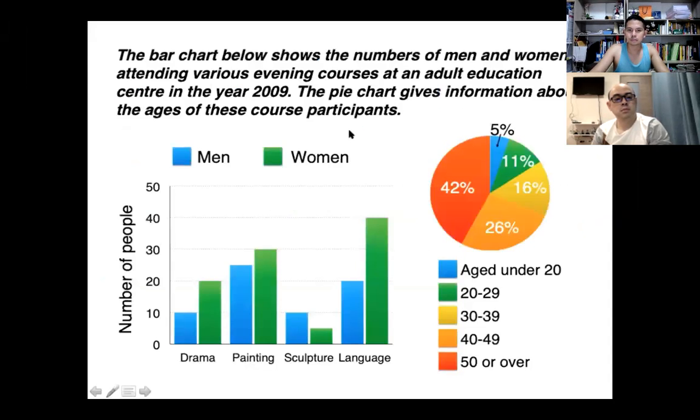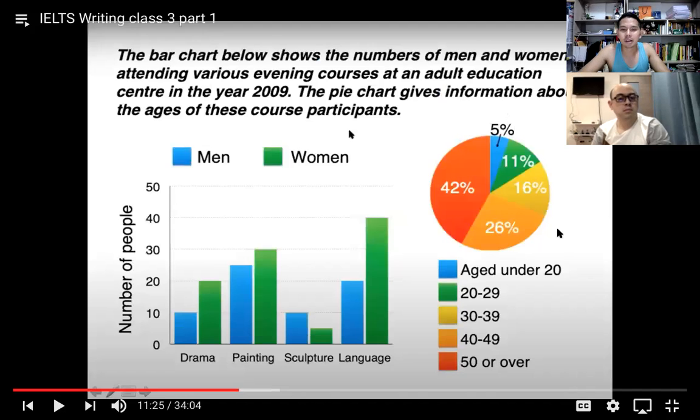And also for details, paragraphs 3 and 4. Paragraph number 3, you should give details, right? Take a look again.